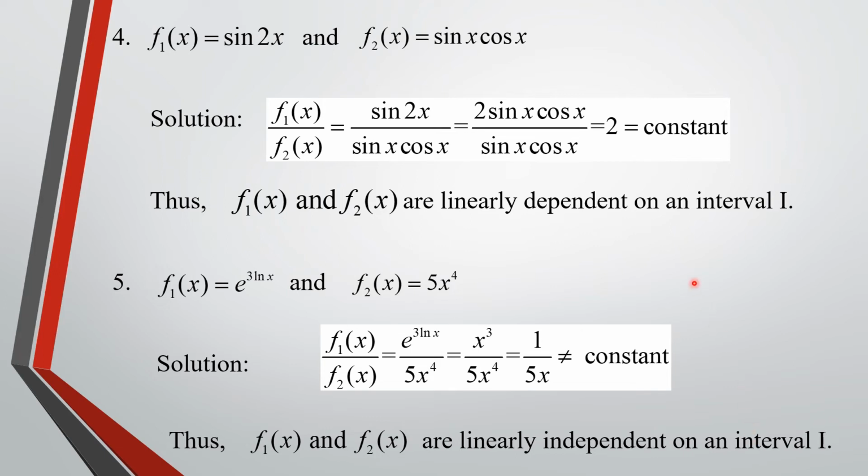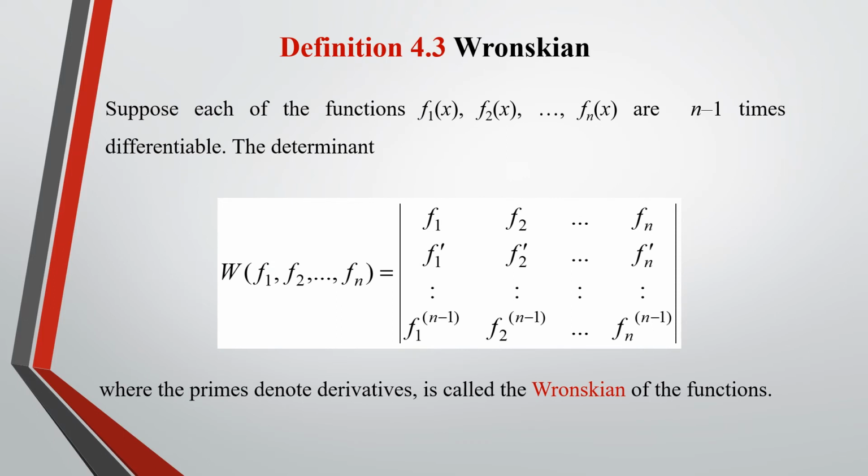Okay, so those are some examples of how to determine whether two functions are linearly dependent or linearly independent on an interval I. The next discussion is on the Wronskian.